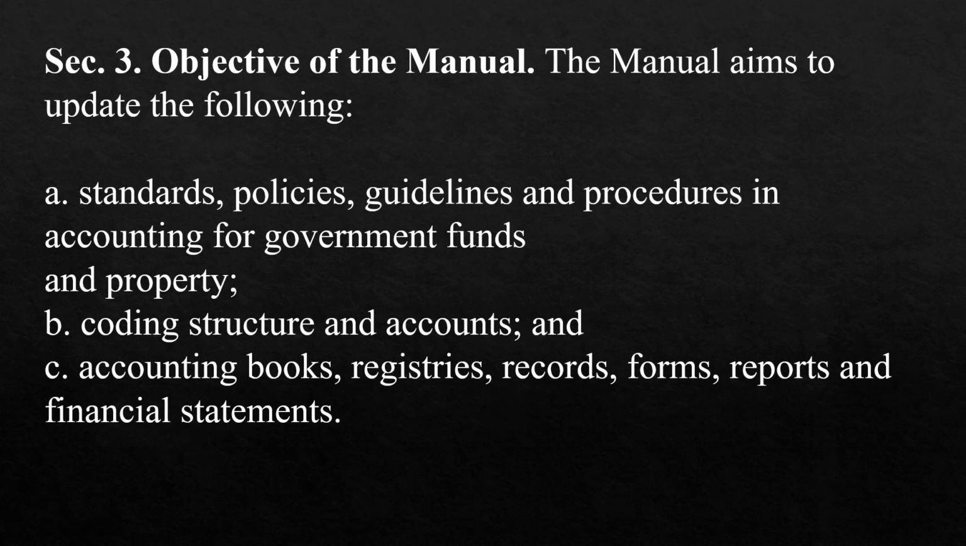So what are the objectives of this manual? So of course, first, to update the standards, policies, guidelines, and procedures in accounting for government funds and property. And second, the coding structure and accounts. So this will call for uniformity for all agencies. And third, the accounting books, registries, records, forms, reports, and financial statements. Okay, so basically, that's all for the introduction.